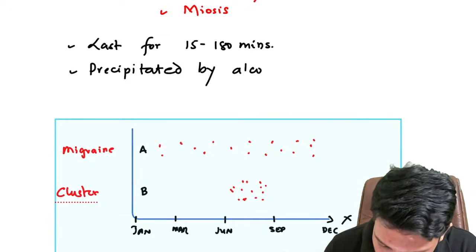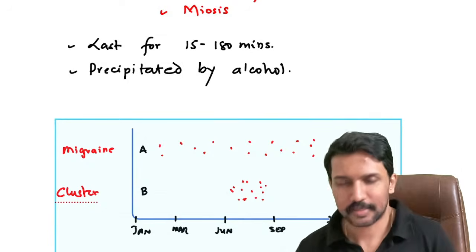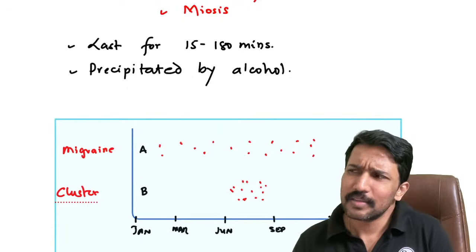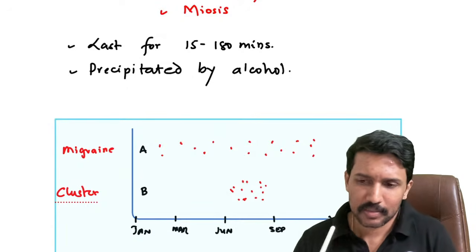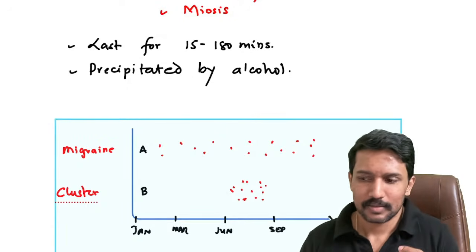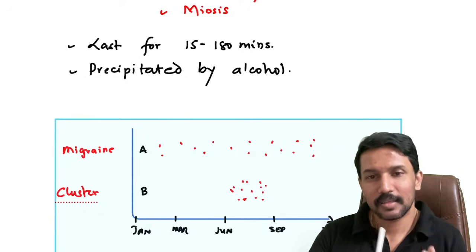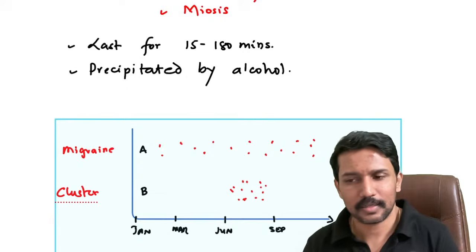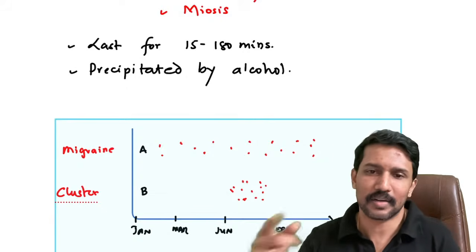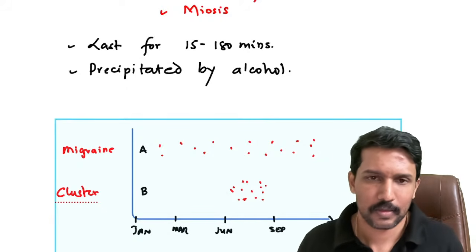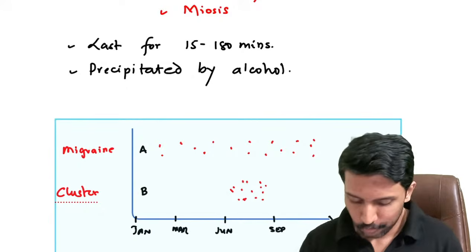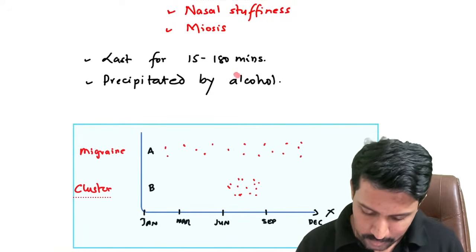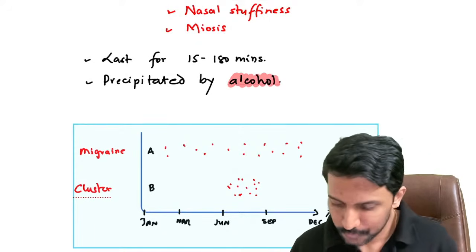So alcohol is a trigger for cluster headache. Migraine need not always be triggered by alcohol. In fact, in many patients of migraine, the attack is triggered by the hangover or alcohol withdrawal rather than alcohol. But for cluster headache, drink now, tomorrow you start getting the headaches. So alcohol is a precipitating factor. This is also an important point for your MCQ exam.